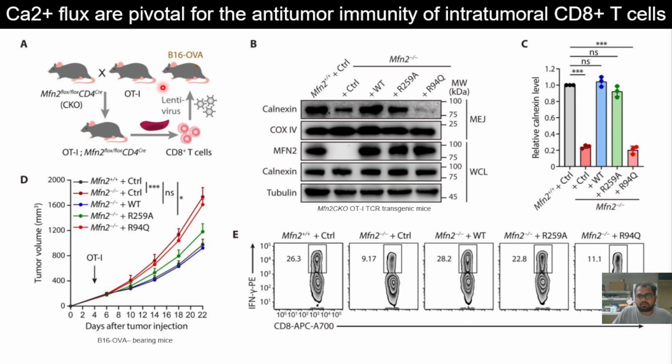We can see the data here. When wild type MFN2 expressing CD8 T cells were injected in the control, versus the knockout CD8 T cells. Here we can see the control, in which the wild type MFN2 is there. But when the knockout is expressed, there was an increase in the tumor. The red you can see here shows an increase in the tumor compared to the wild type MFN2.